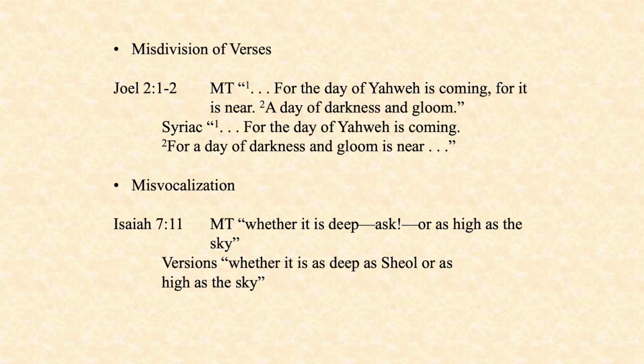There can also be a misunderstanding of what vowels should be read. So here, the Masoretic text in Isaiah 7:11, "Whether it is deep, ask, or as high as the sky." And in the versions, "Whether it is as deep as Sheol or as high as the sky." The second seems to be the better reading. Somehow the verb to ask, sha'al, has been misvocalized where it should be Sheol, but the scribe wrote sha'al, to ask.